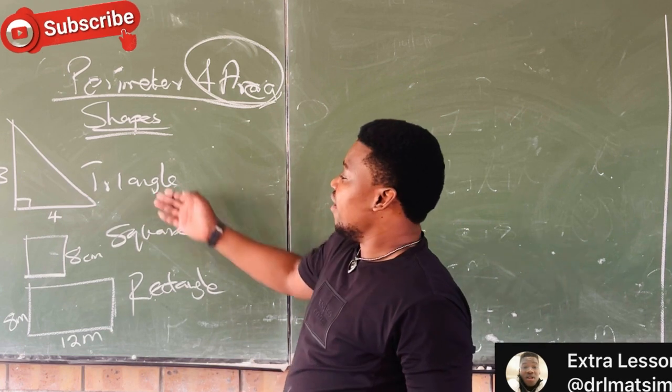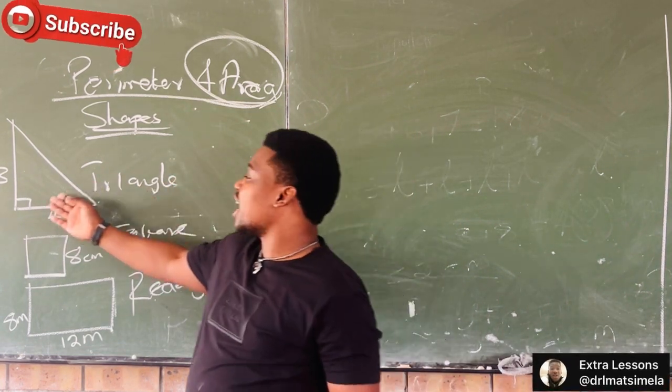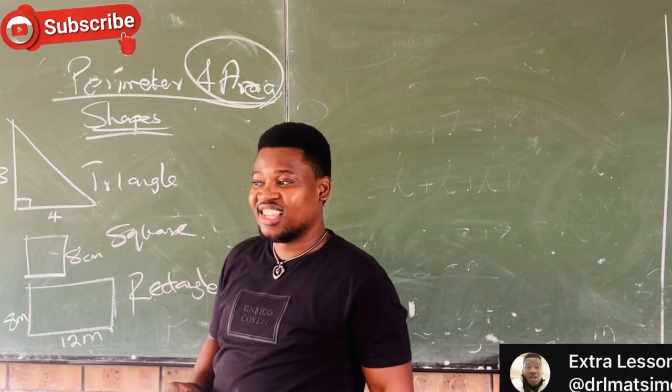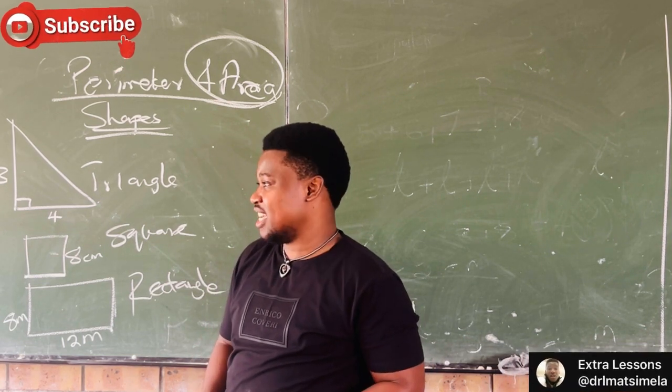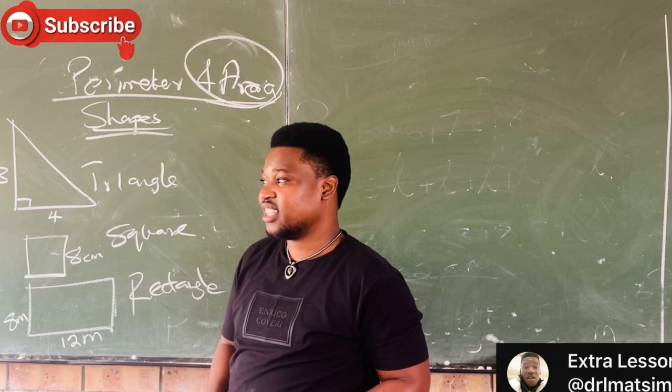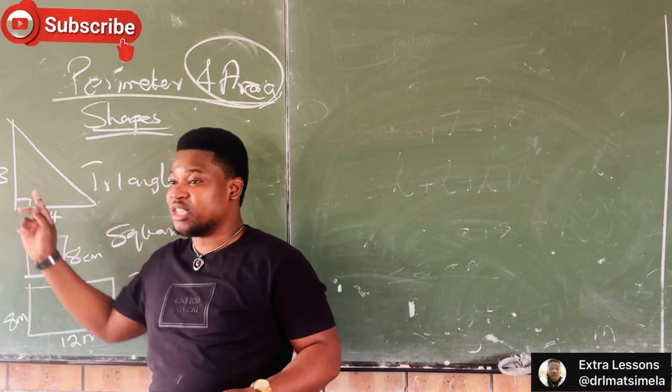The first triangle now. What type of triangle is this one? It's a right angle triangle. Why are you saying it's a right angle triangle? Because it has one angle of 90 degrees.